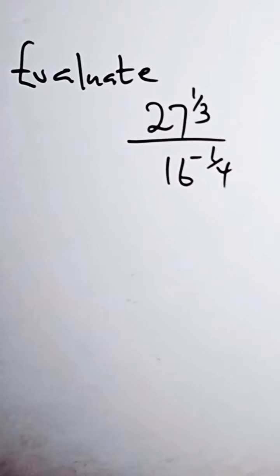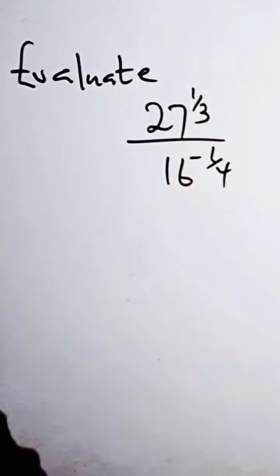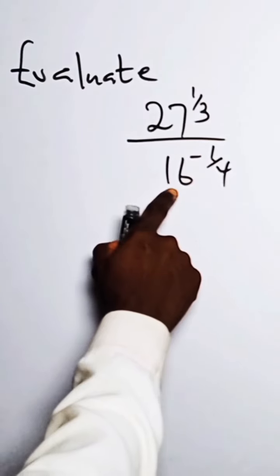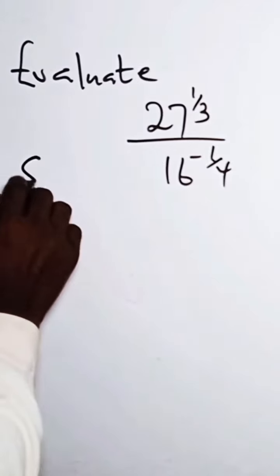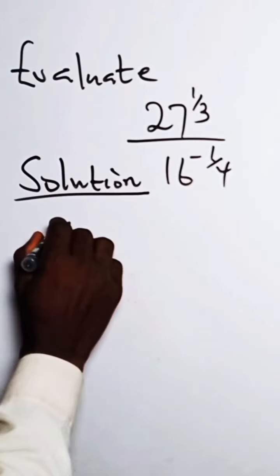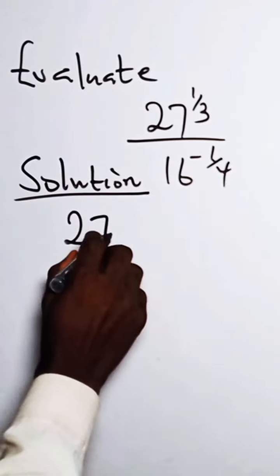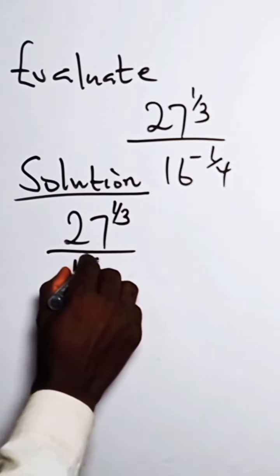The question says we should evaluate this expression. So we have 27 raised to 1 over 3 over 16 raised to minus 1 over 4. How do we do this? Solution. Okay, so to evaluate this, we have 27 raised to 1 over 3 over 16 raised to minus 1 over 4.